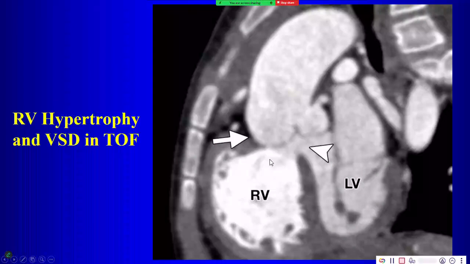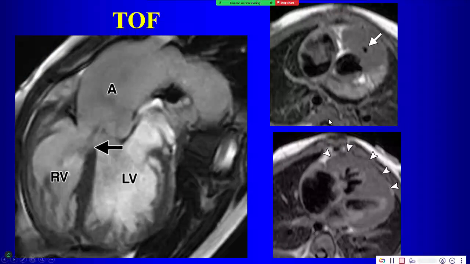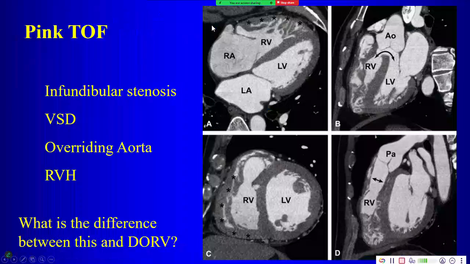And then the hypertrophy and the ventricular septal defect all follow from the abnormal position and the infundibular stenosis. So here you have an example of infundibular stenosis in the outflow tract of the right ventricle. Nice example of right ventricular hypertrophy. Here's the ventricular septal defect, and here is our overriding aorta. Okay? So with pink tetralogy, as we've said, you have all of the elements of tetralogy of Fallot, but the infundibular stenosis is not enough to cause predominantly right to left shunting.